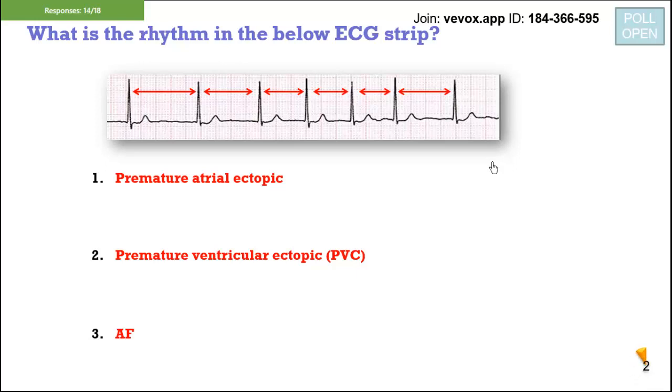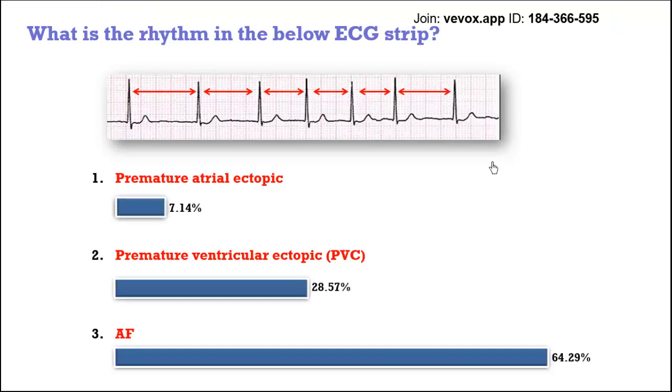So the time is up. 14 people participated. At least 64% chose AF, which is correct. So no P wave, irregular means AF. Once you view this lecture again, I think it will be easier for you to identify the different cardiac rhythms.